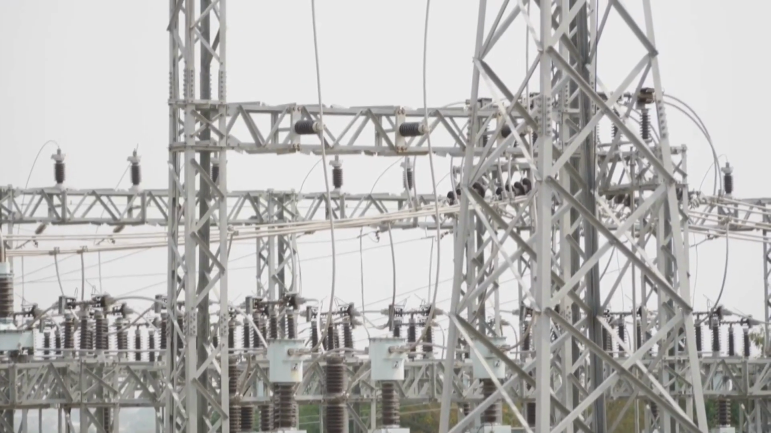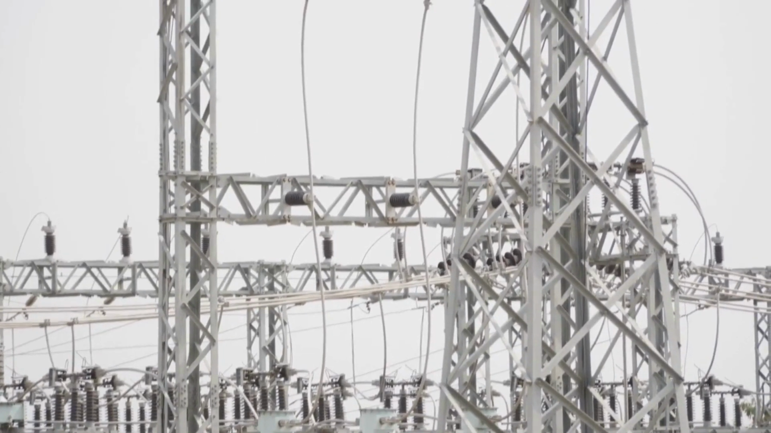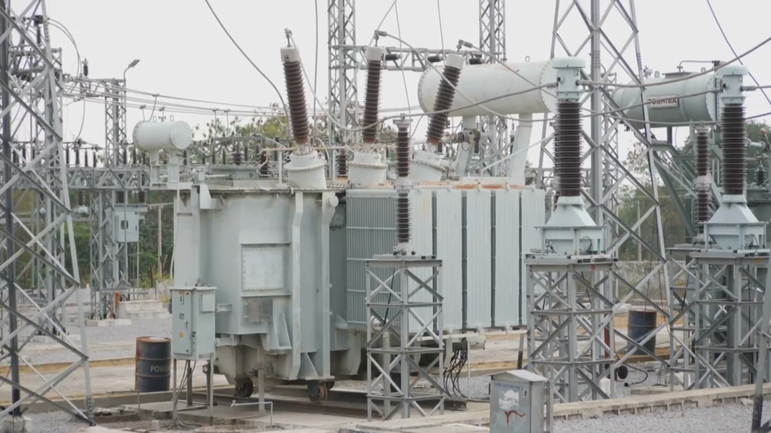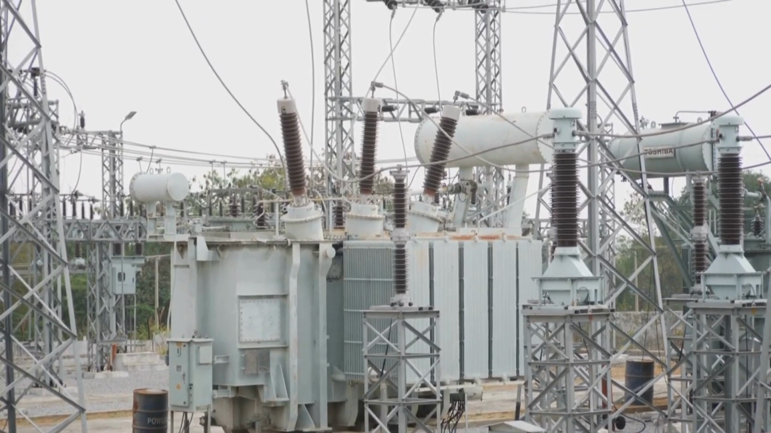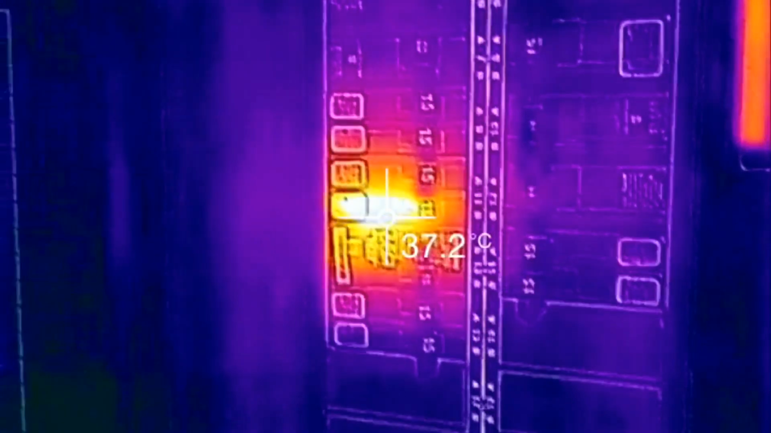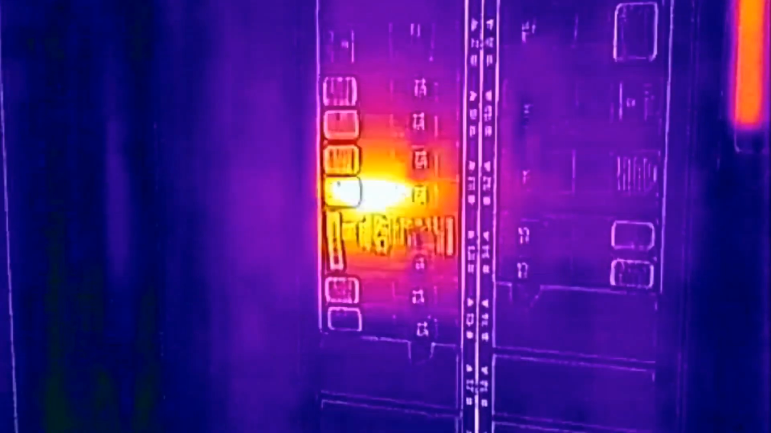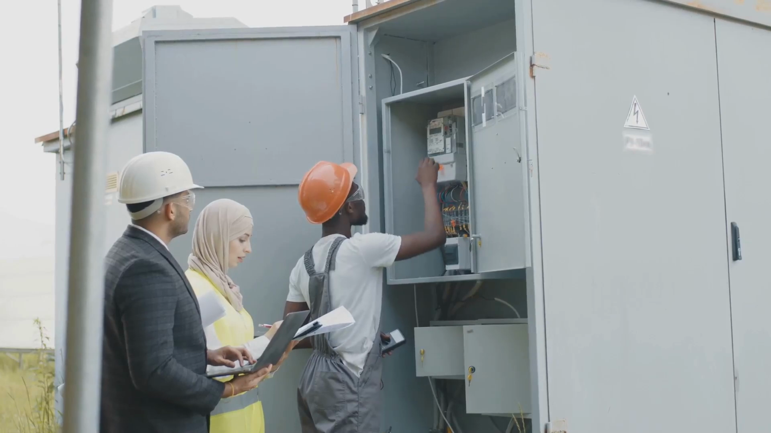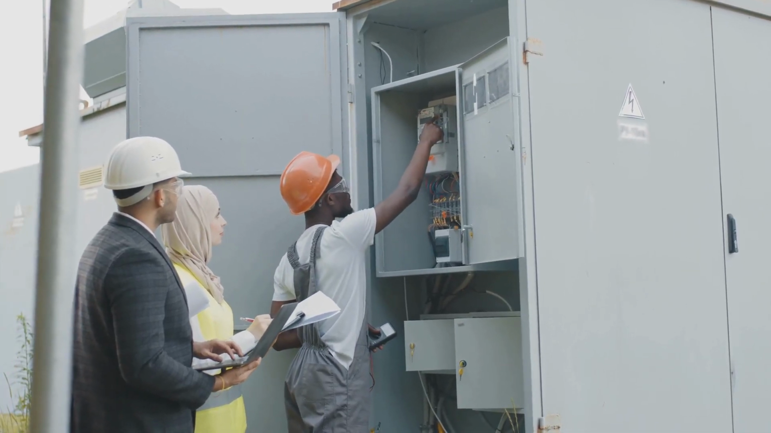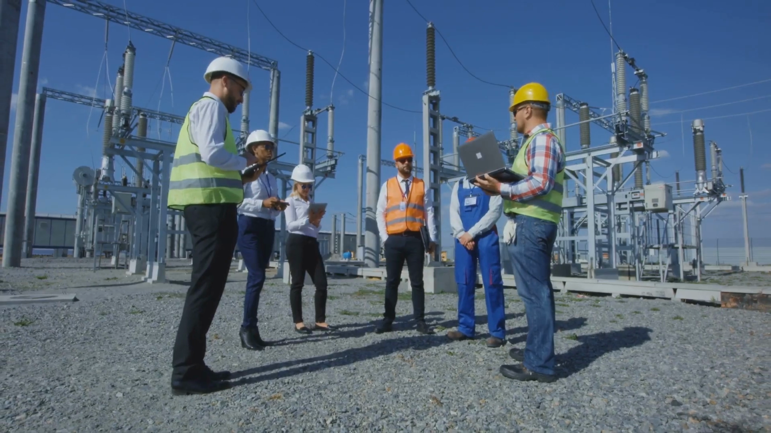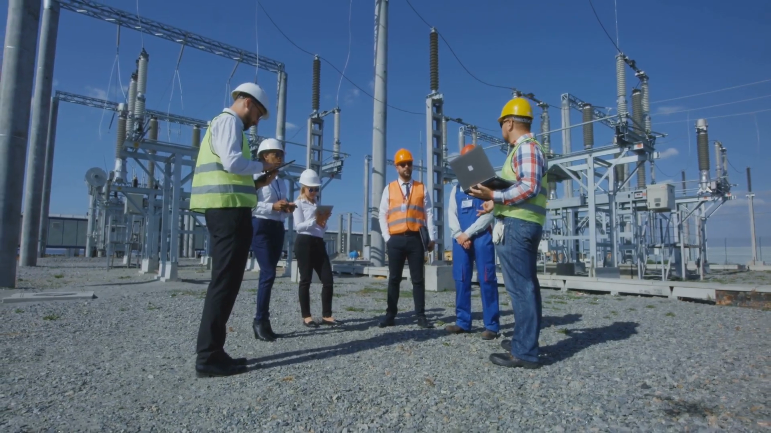Beyond direct savings, power factor correction helps protect your infrastructure. Lower reactive power means less current flowing through cables and transformers, which reduces heat buildup and wear on electrical components. This ultimately prolongs equipment life and minimizes maintenance costs, making it an important part of asset management.